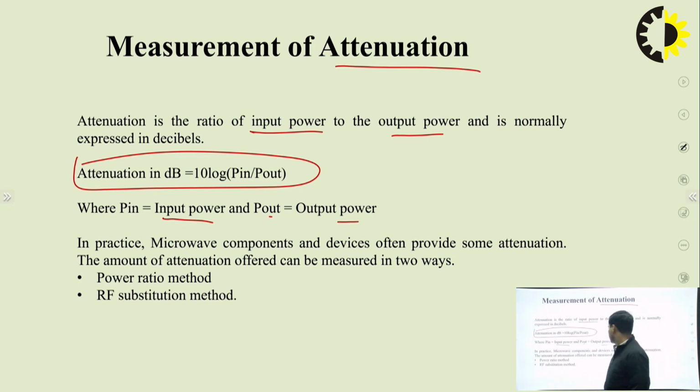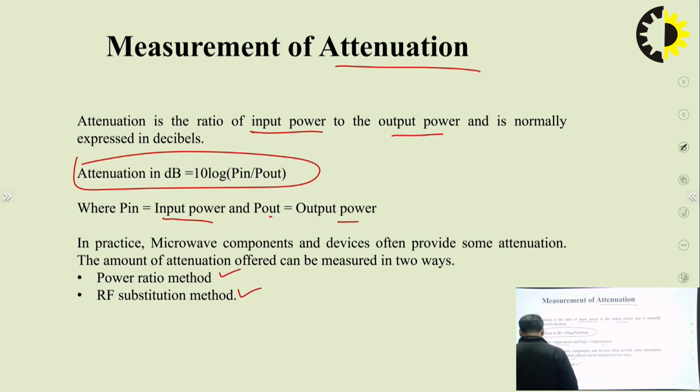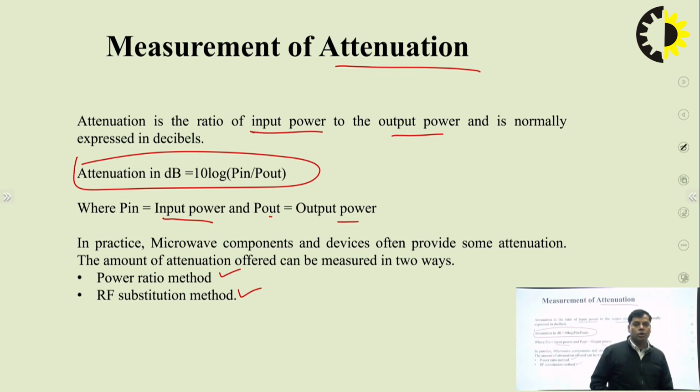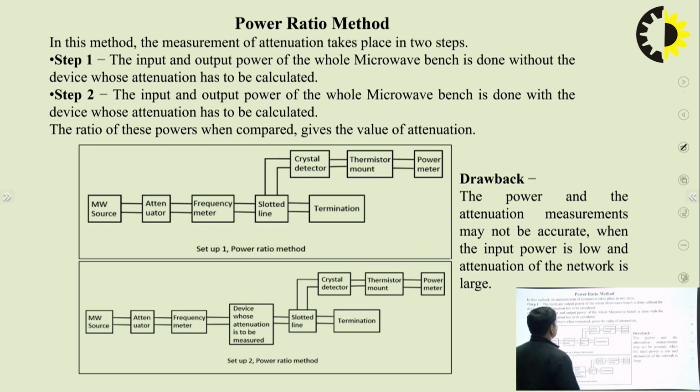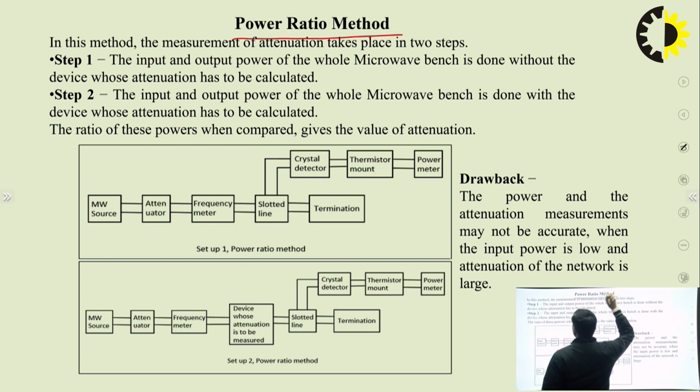In practice, some attenuation is provided by the microwave component. How can this amount of attenuation be measured? We can calculate it in two ways. The first one is the power ratio method, and the second one is the RF substitution method. So one by one we will discuss. First, the power ratio method.